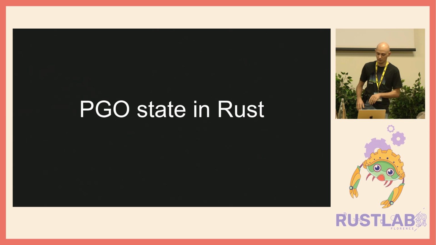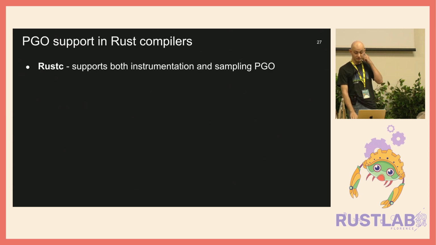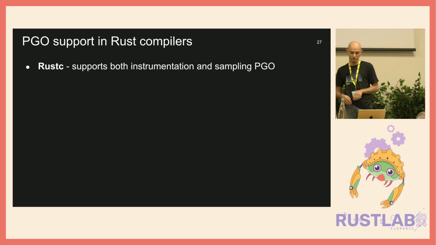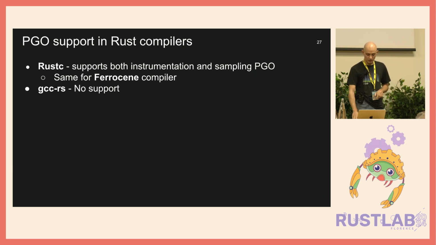So let's talk about the PGO state in Rust. PGO support in Rust compilers. Rustc, our favorite compiler, supports both instrumentation and sampling PGO. The same thing for the Ferrocene compiler. Ferrocene is a certified downstream Rustc version. You can be interested in it if you're working in some automotive stuff and something like that.